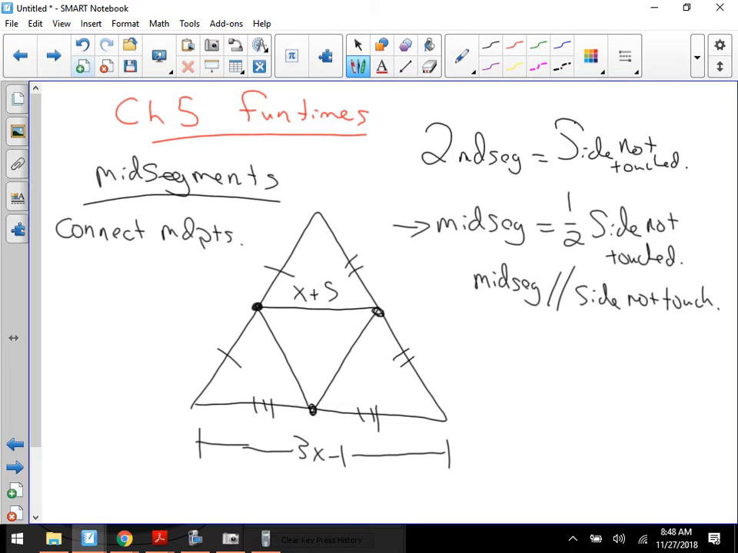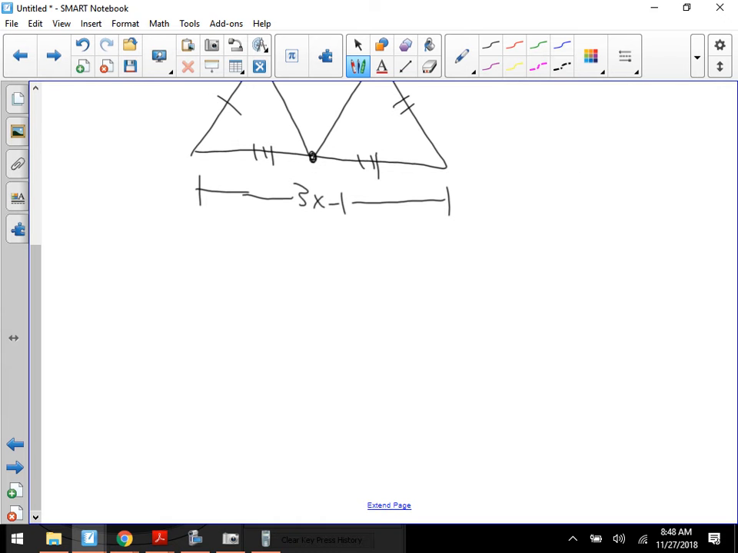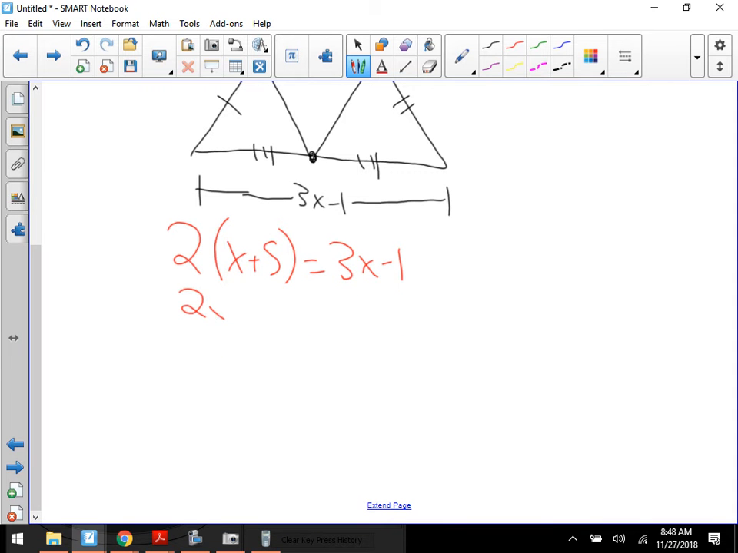3x minus 1. So remember, the easiest way to do this was always to double my mid-segment, which equals the side not touched. And then from there, it was a matter of just writing it out, distributing correctly to both parts. Don't make a dumb mistake. And that's just a quick algebra problem.